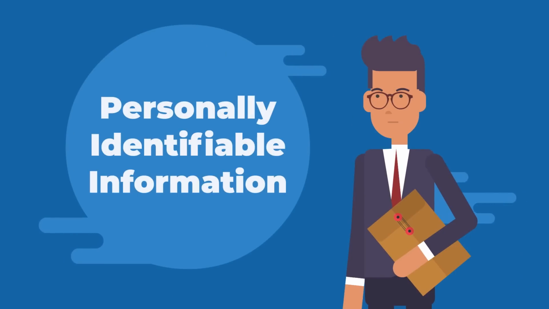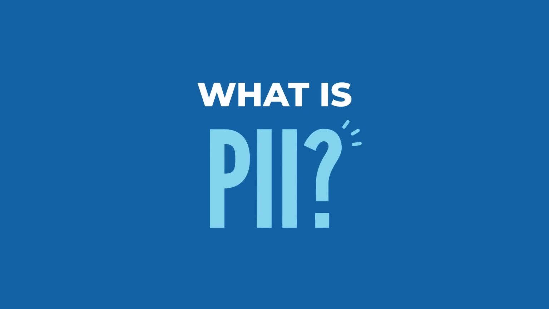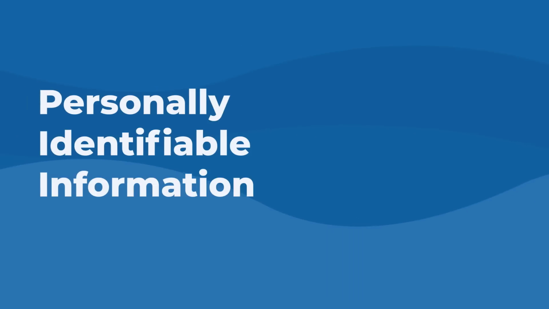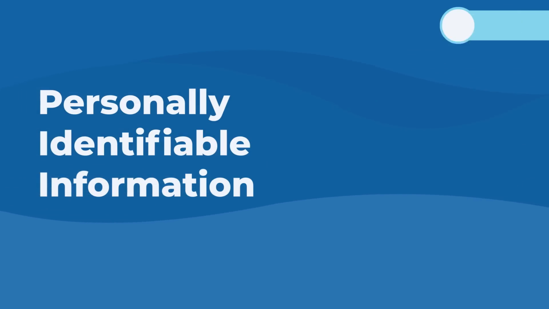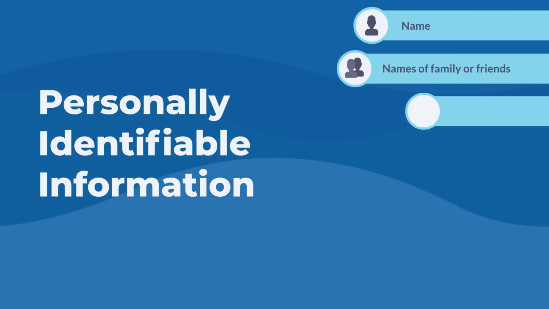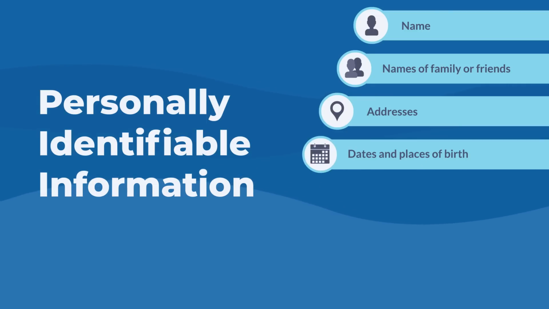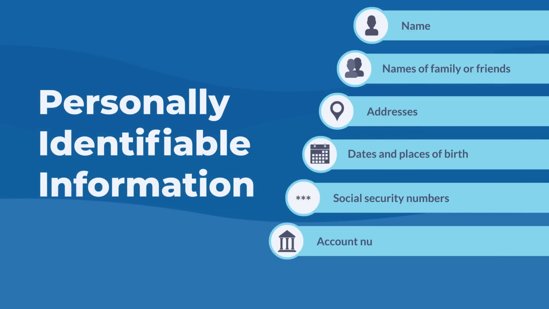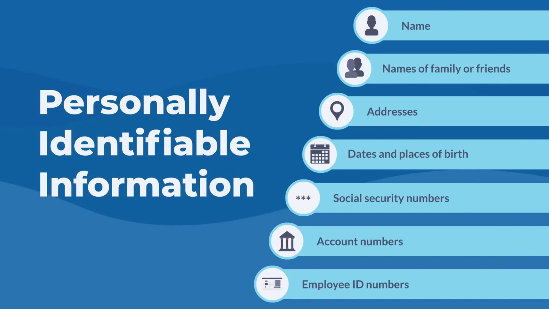Personally Identifiable Information. What is PII? PII is Personally Identifiable Information that includes a person's name, the names of family or friends, addresses, dates and places of birth, social security numbers, account numbers, and even employee ID numbers.